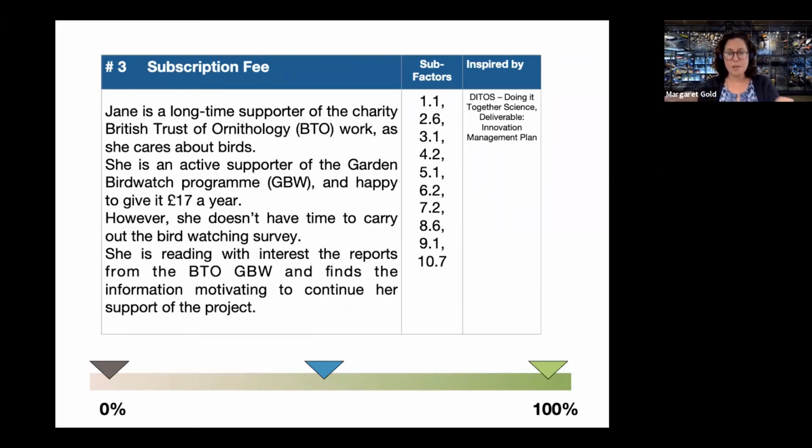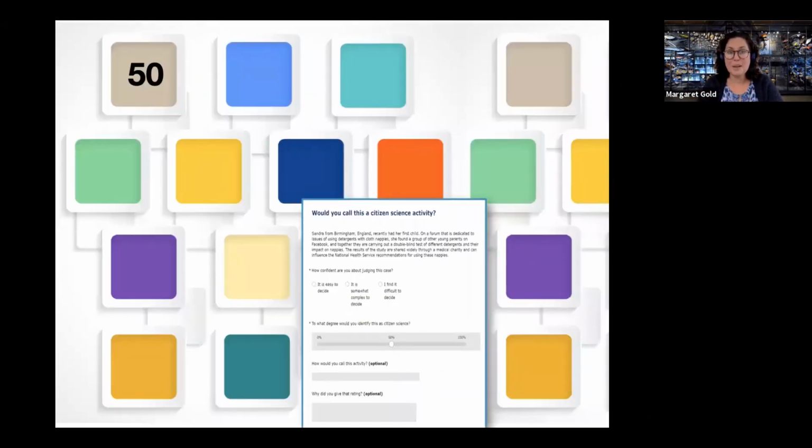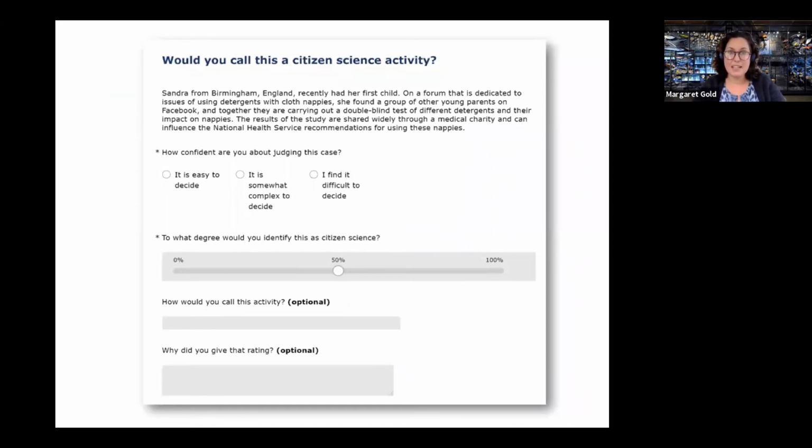And across the bottom there, you see the scale that we wanted to be able to reflect in the vignettes as well. So we tried to describe 5 cases that were clearly going to be in the range of definitely not citizen science, 5 vignettes that were definitely going to fall into, yep, that's citizen science, textbook example, and then a range of where the gray territory might be. So we ended up with 50 vignettes in the end.